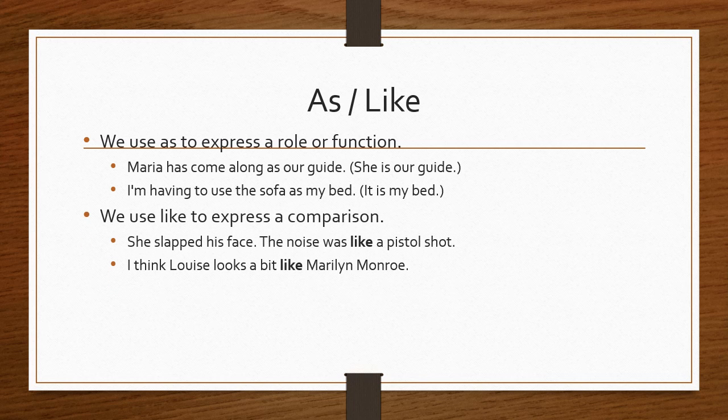We use like to express a comparison. She slapped his face. The noise was like a pistol shot. I think Louise looks a little bit like Marilyn Monroe. Now here, in order to make a comparison, we use the preposition like.